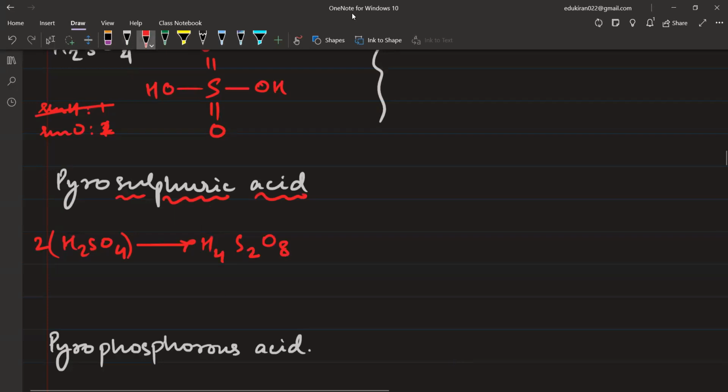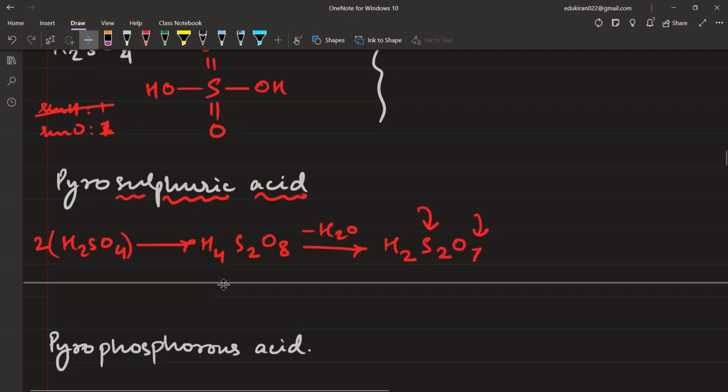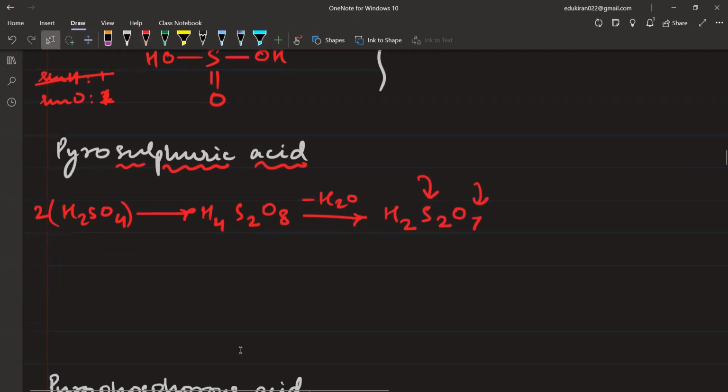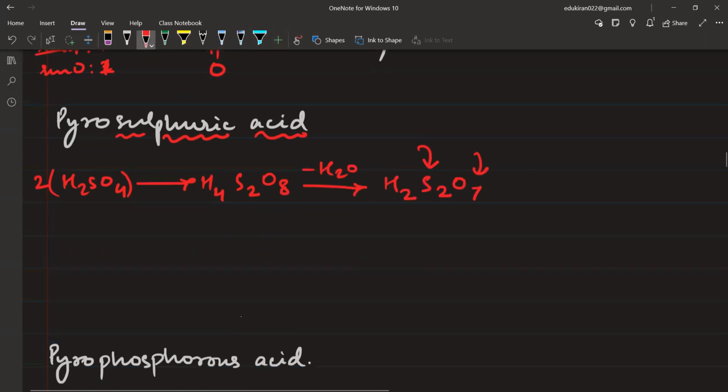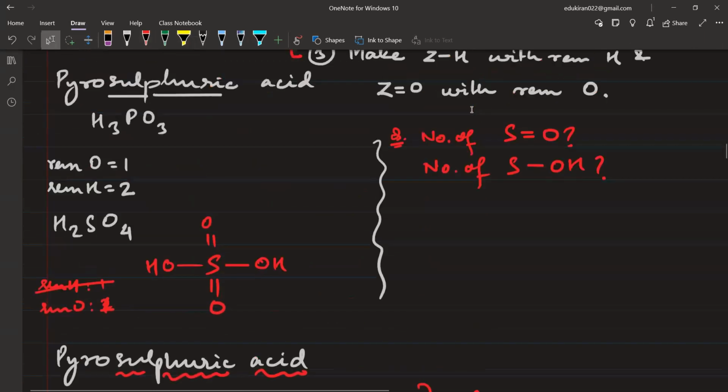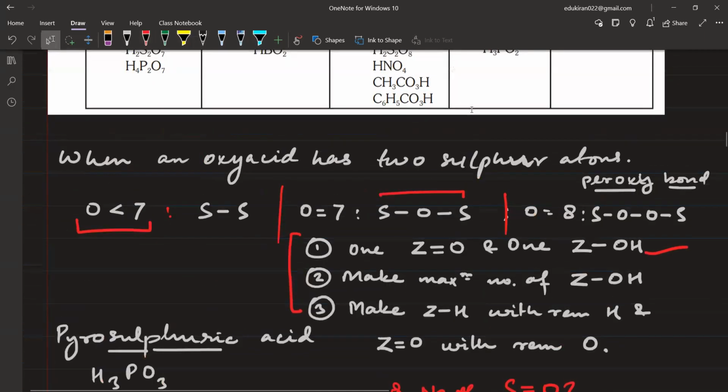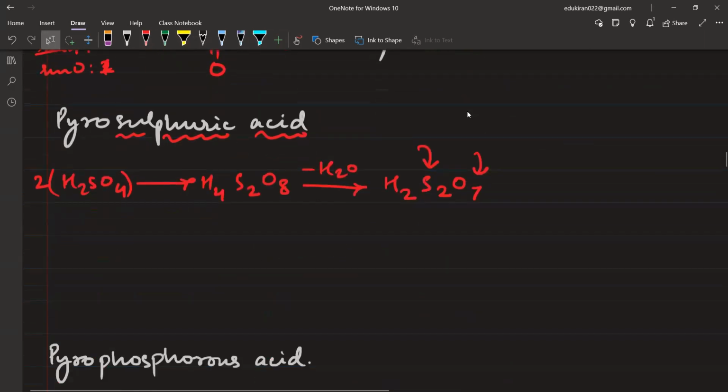Now since it is pyro, what do we do? Take 2 moles and remove what? You have to remove 1 water molecule, right? Yes, very good. Remove one H2 from this, so you have to remove 2 hydrogens. Sulfur will be 2 and oxygen will be O7. Now you have 2 sulfur and oxygen is 7. So what type of bond will it be? SOS, SS or SOOS? Tell me guys. SOS. Oxygen is equal to 7, so it will be SOS. So you will have an SOS bond, make it.